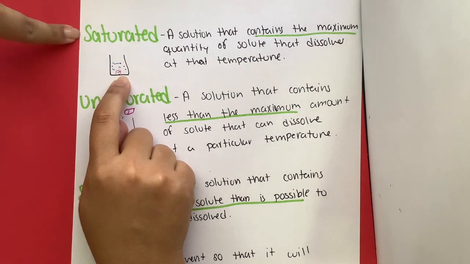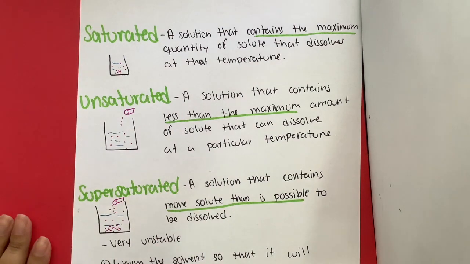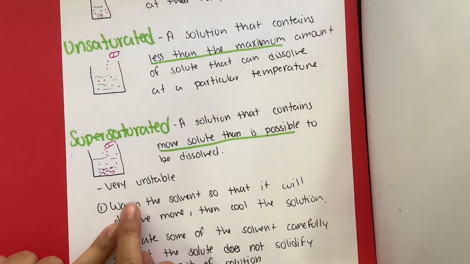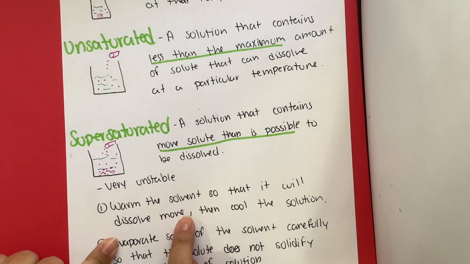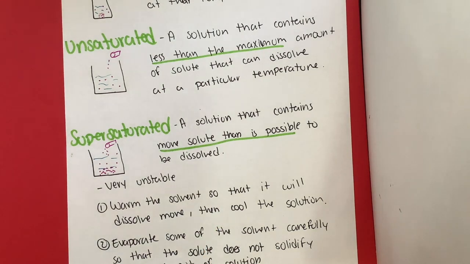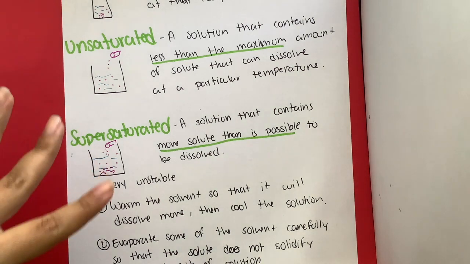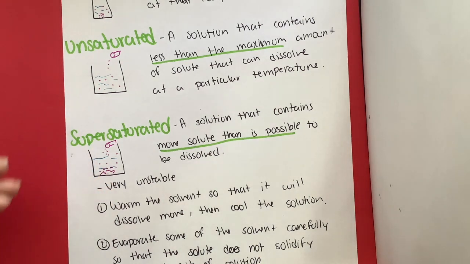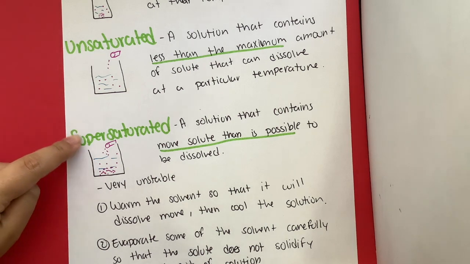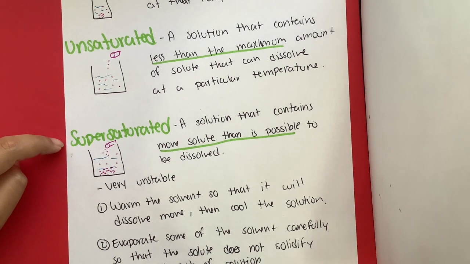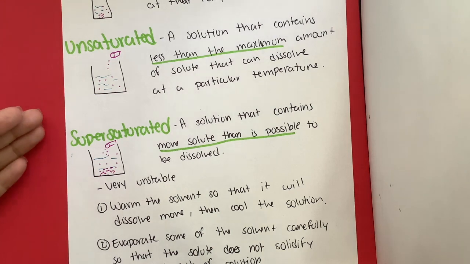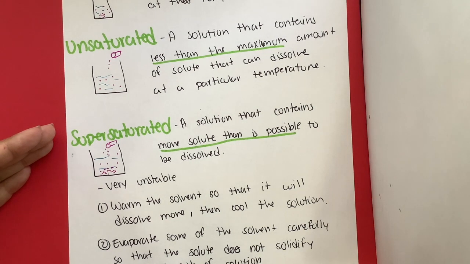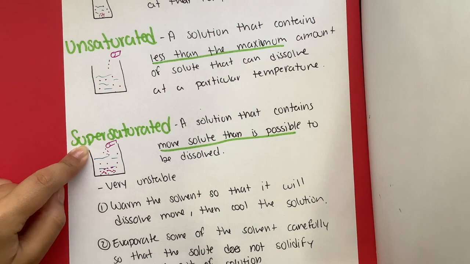That means that I have a saturated solution. Now I take this saturated solution and I heat it up, so I warm the solvent so that it will dissolve more. I make sure that all my solute has been dissolved, and then I cool it down very slowly. And now I have made a supersaturated solution. I took a saturated solution where it couldn't dissolve anymore, I heated it up, I forced it to dissolve all my solute, and now I have a supersaturated solution.